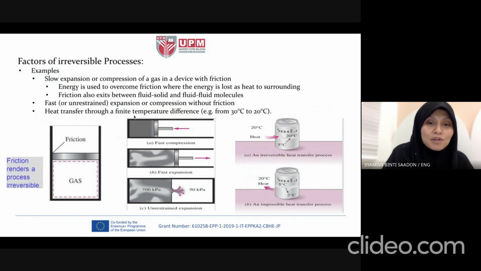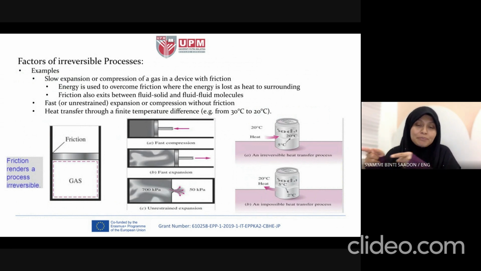And then heat transfer through a finite temperature difference. This is the same as the fast process, meaning the change is drastic, from 20 degrees to 30 degrees. It's quite drastic, the difference of temperature. So the condition of our fluid might change drastically. But if the heat transfer process happens during a very small period of time, the process might be reversible.